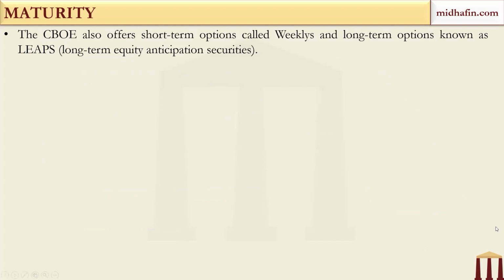Then you have long-term options, which are known as LEAPs. This is the full form, long-term equity anticipation securities, but these are options actually. Okay, and these are long-term options. They can have maturities up to 1 year, 2 years, up to 3 years at max. Okay, and LEAPs actually expire on the third Friday of January each year. Okay, so if it's a 1 year LEAP that you have purchased, then this LEAP will actually expire on the third Friday of January of the next year.